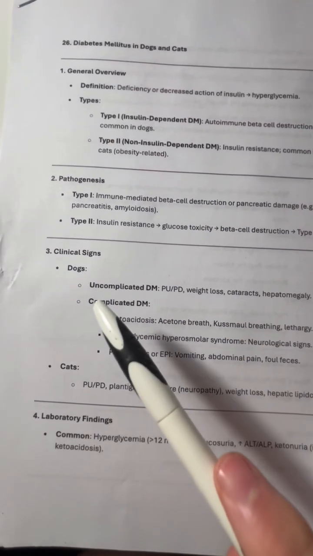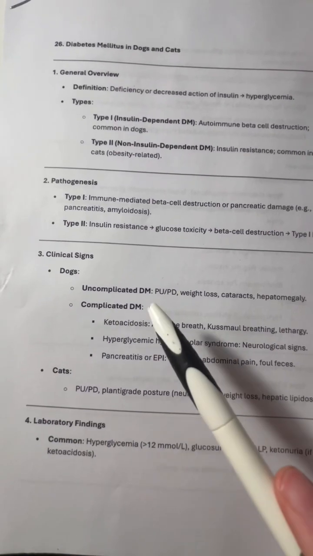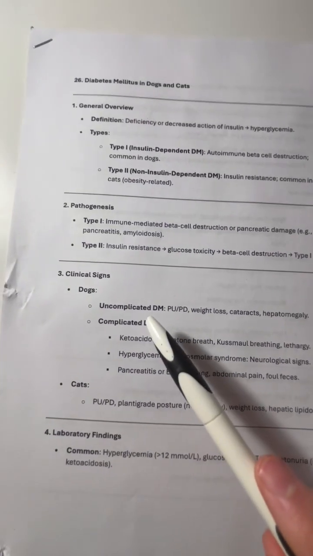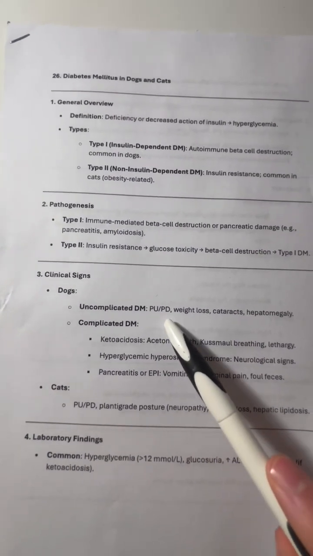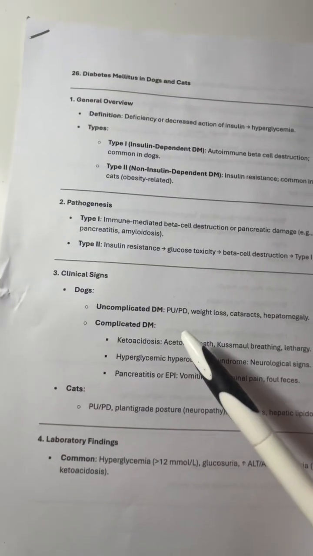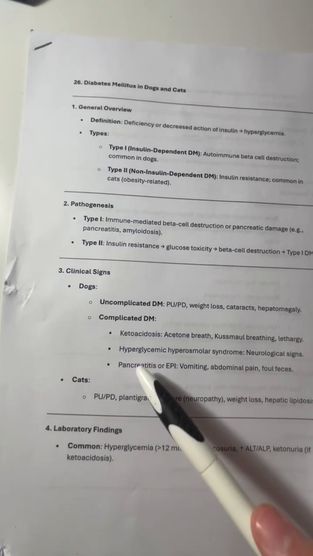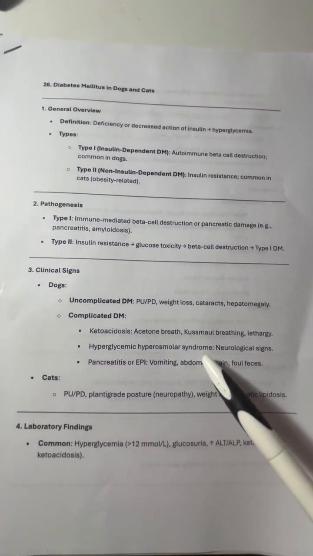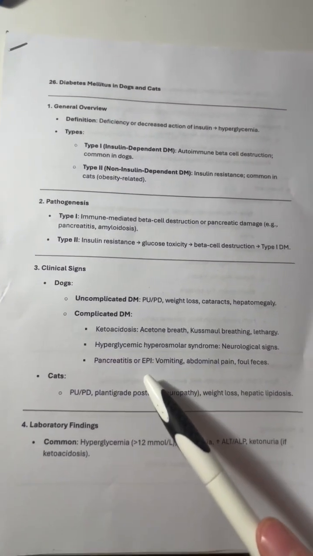In dogs, there's uncomplicated diabetes mellitus and complicated diabetes mellitus. In uncomplicated diabetes mellitus, we can see polyuria, polydipsia, weight loss, cataracts, and hepatomegaly. Complicated diabetes mellitus consists of ketoacidosis, hyperglycemic hyperosmolar syndrome, and pancreatitis or EPI.